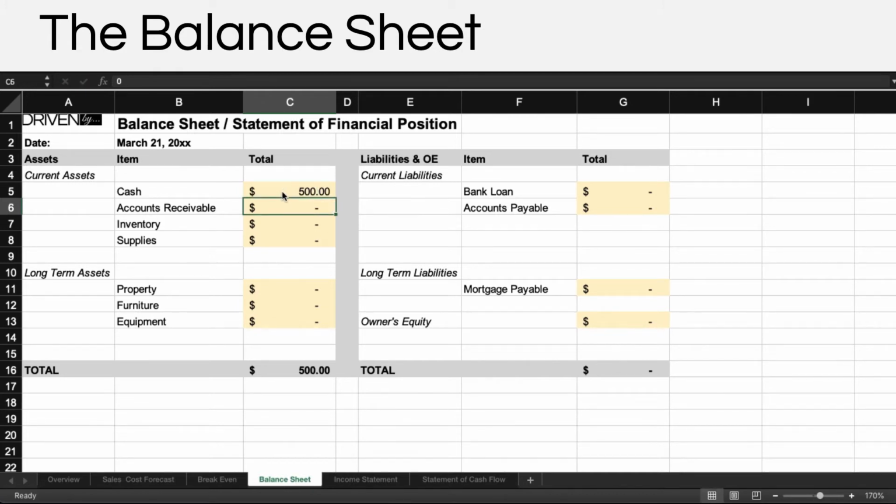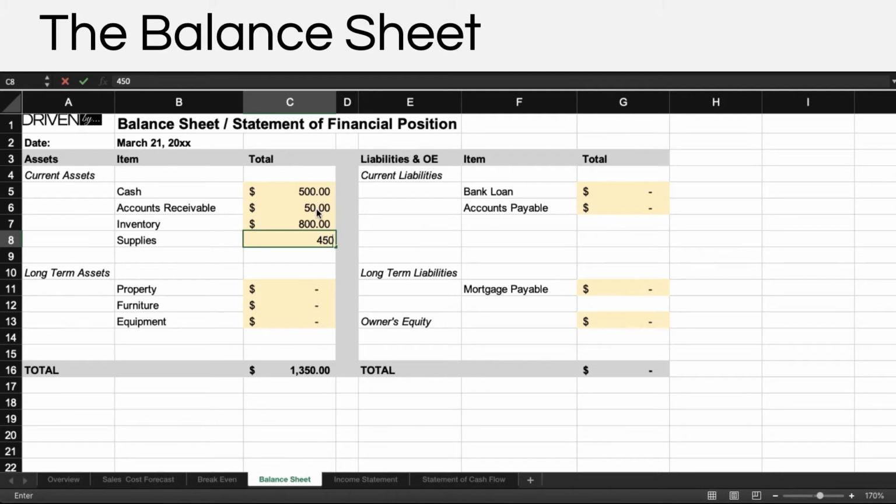Now, from your operations plan, you would have identified assets that you purchased, such as equipment and furniture, and also supplies and inventory that we identified earlier on in the course. These can be plugged into your balance sheet under your assets along with their value. Remember that your assets should be categorized into current assets and long-term assets.